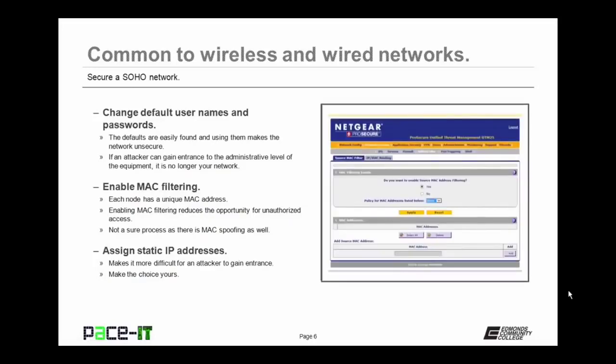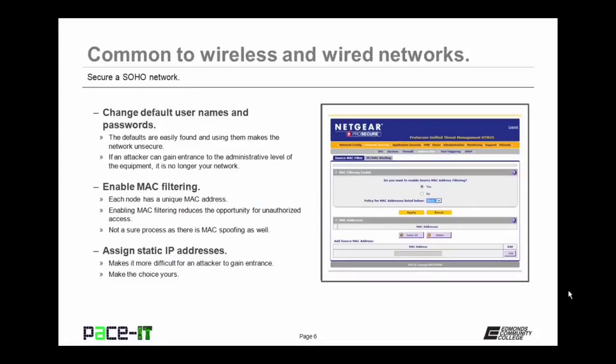You might want to consider enabling MAC filtering. That's media access control. That's because each node theoretically has a unique MAC address. MAC filtering means that you put in the MAC addresses for each authorized node. Filtering reduces the opportunity for unauthorized access. Now, this is not a sure process, as there are ways to spoof a MAC address.